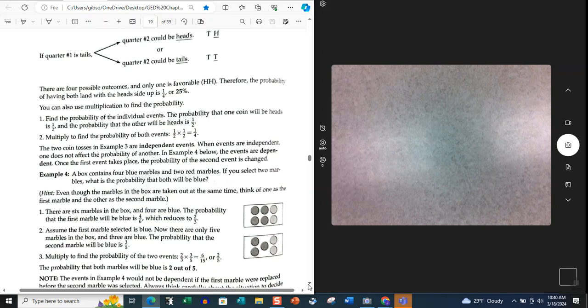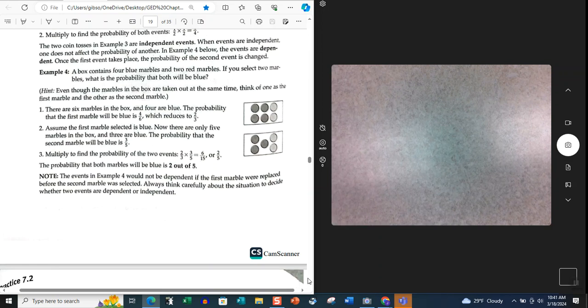The 2 coin tosses in example 3 are independent events. When events are independent, one does not affect the probability of another. In example 4 below, the events are dependent. Once the first event takes place, the probability of the second event is changed. So now again, this is important. The difference between independent events and dependent events is that with independent events, one does not affect the probability of another. But when dependent events happen, the probability of the second event is changed.